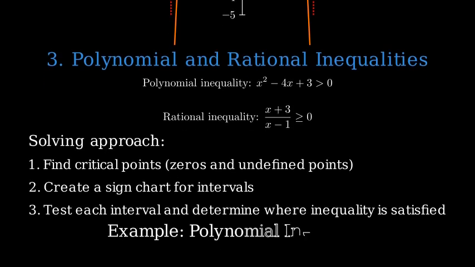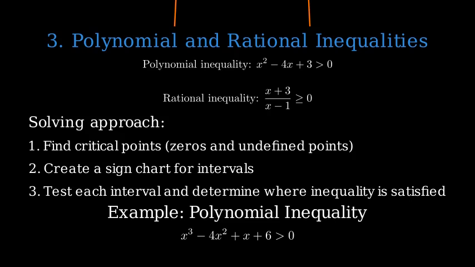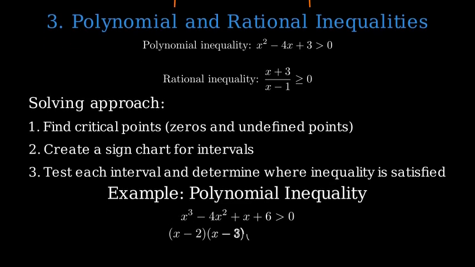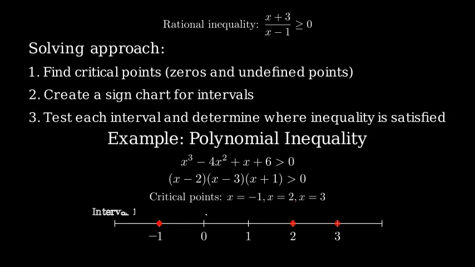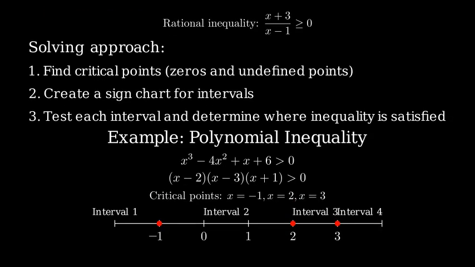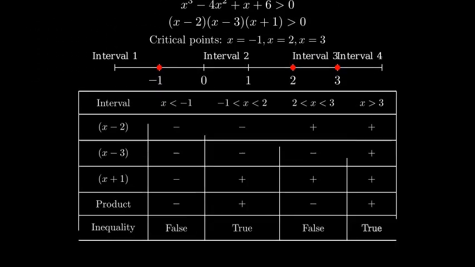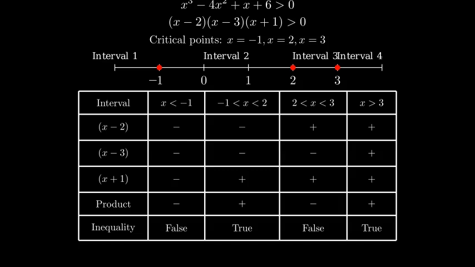Let's solve a polynomial inequality: x cubed minus 4x squared plus x plus 6 is greater than 0. First, we factor the expression as (x minus 2)(x minus 3)(x plus 1). The critical points are x equals -1, x equals 2, and x equals 3. These points divide the number line into 4 intervals: less than -1, between -1 and 2, between 2 and 3, and greater than 3. Now, we create a sign chart to determine the sign of the expression in each interval.